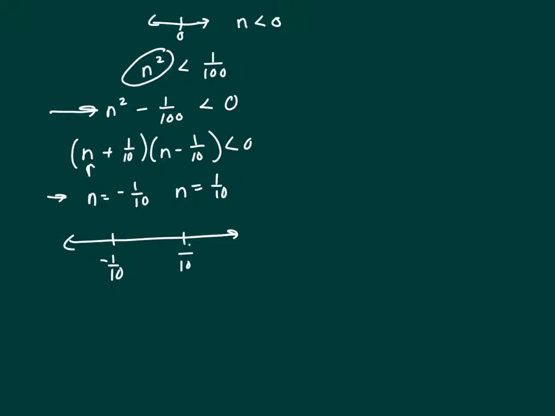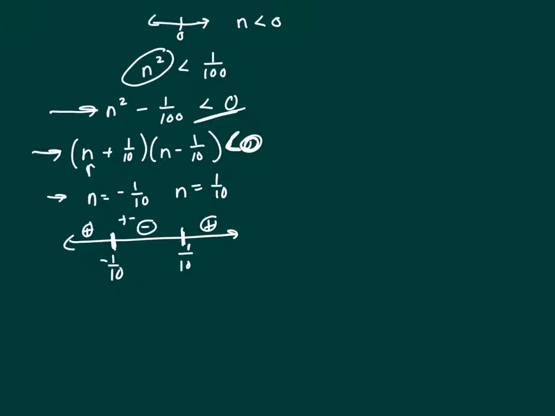And let's test each interval. I've broken my number line into 3 pieces. I'm looking for numbers n that you plug in here that give me a negative number. So let's take 0. 0's in this middle range. If you plug in a 0, I don't care about the value, I only want to know the sign. 0 plus 1/10 is a positive number. 0 minus 1/10 is a negative number. A positive times a negative is a negative. So any number you choose in between negative 1/10 and 1/10 is going to give me a negative number. If you check these outside intervals, they're actually going to give you positive numbers.